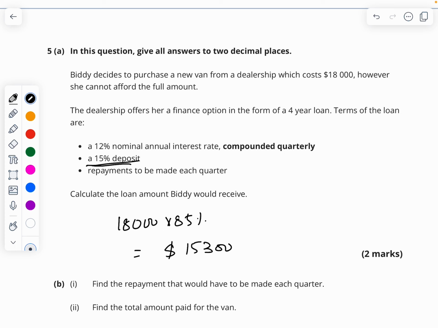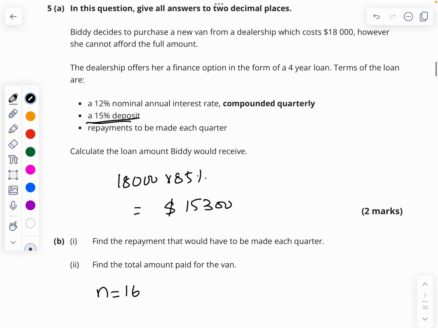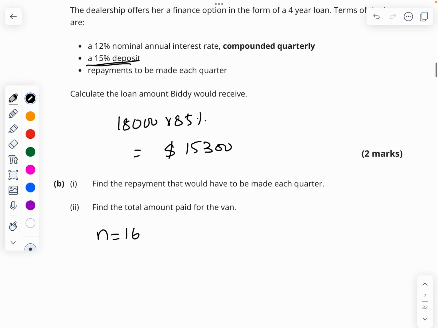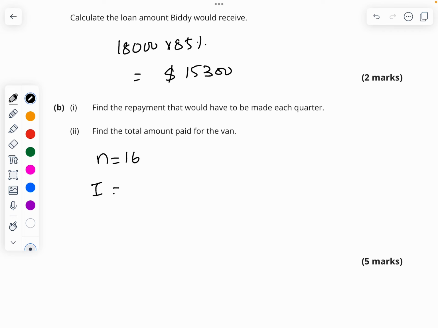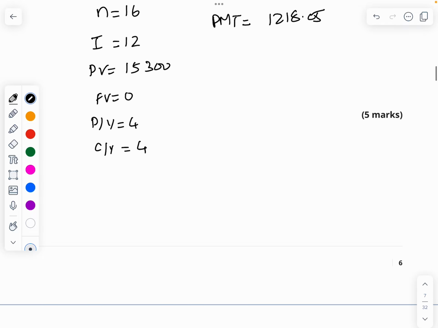Find the repayment that would be made each quarter. So again, N equals 16, because it is 4 years, 4 times 4 is 16. Interest rate equals 12. Principal value equals 15,300. Then future value, or final value, is 0. P/Y should be equal to 4. C/Y should be equal to 4. Calculate the PMT value. You should be getting 1218.05. Then calculate the total amount paid. For total amount paid, 16 times 1218.05, which is 19,488.74.